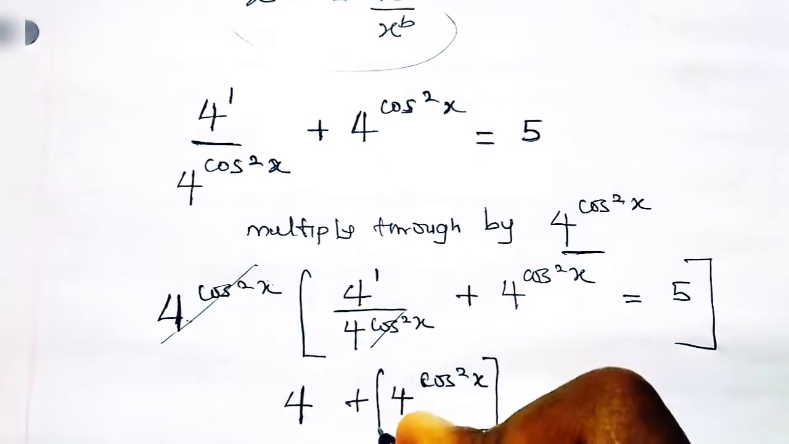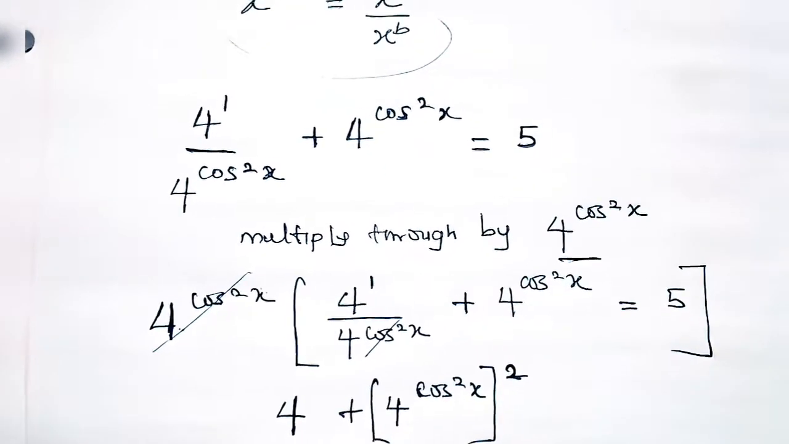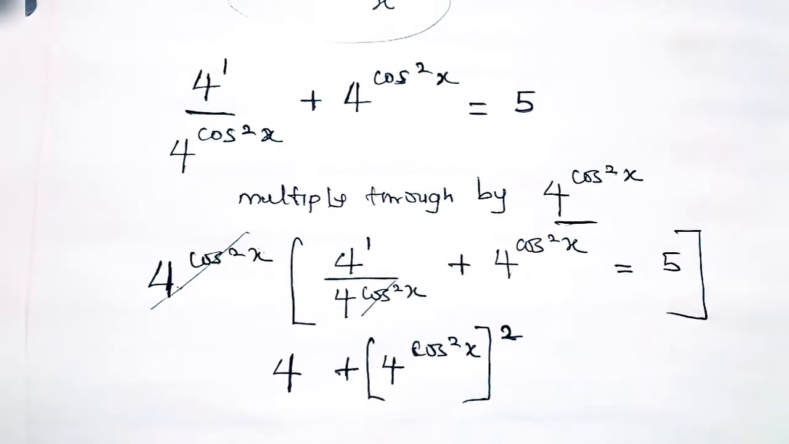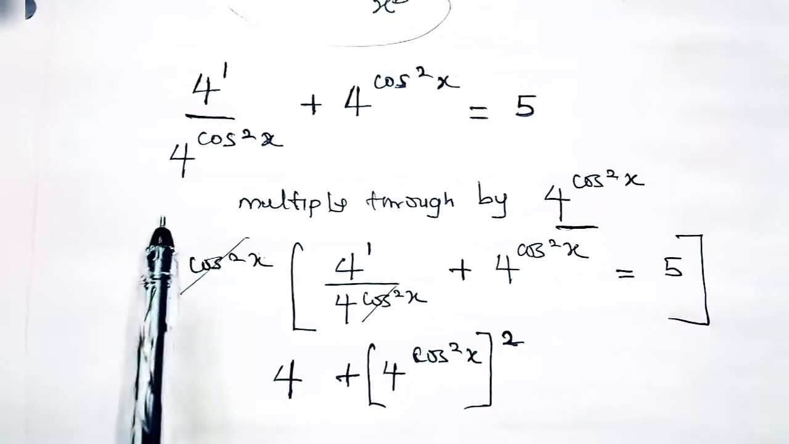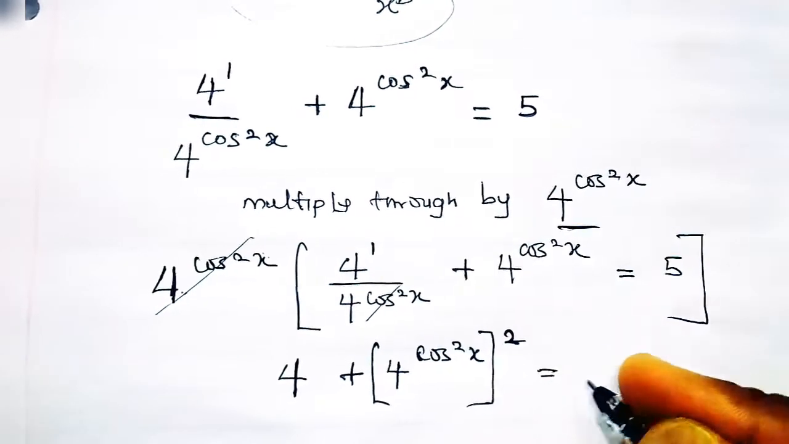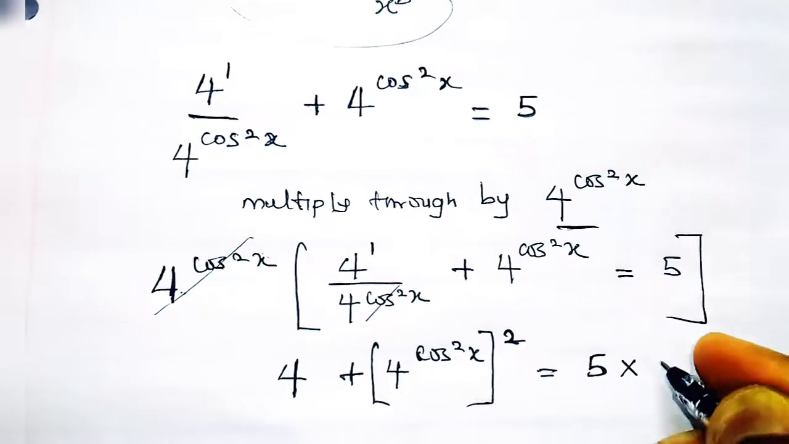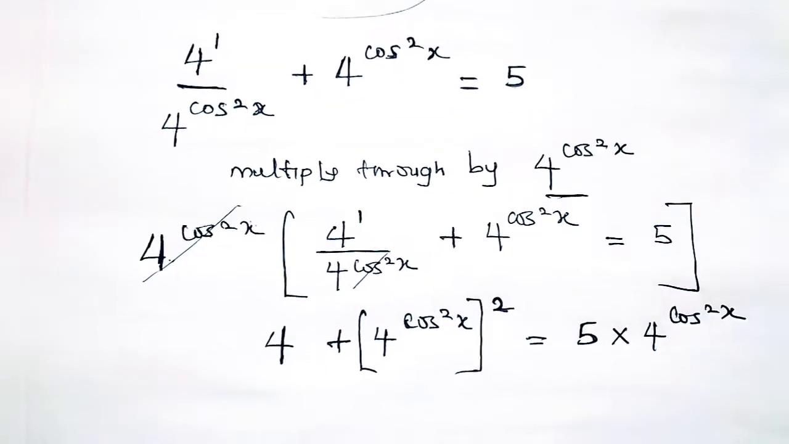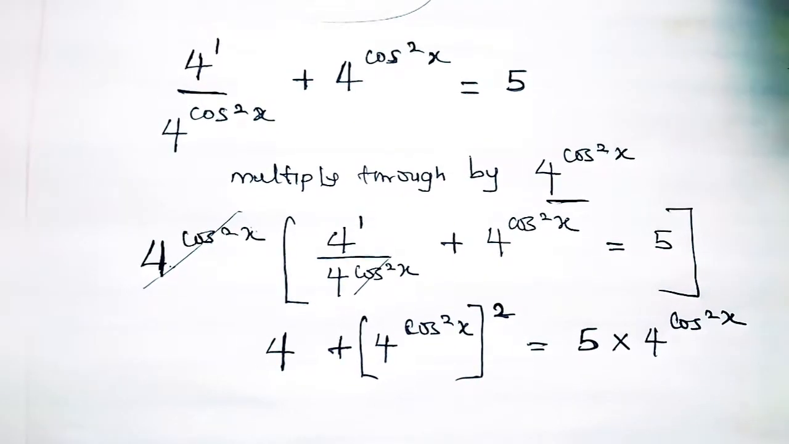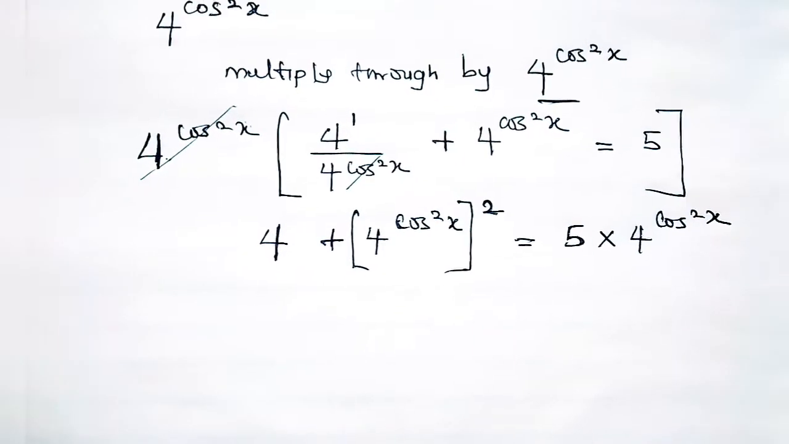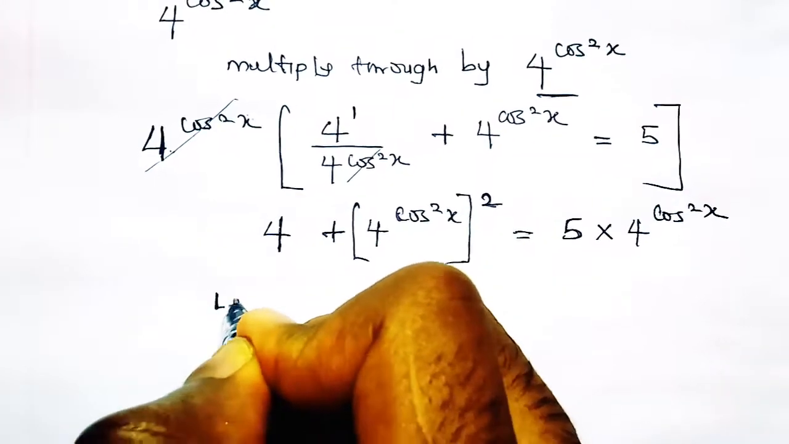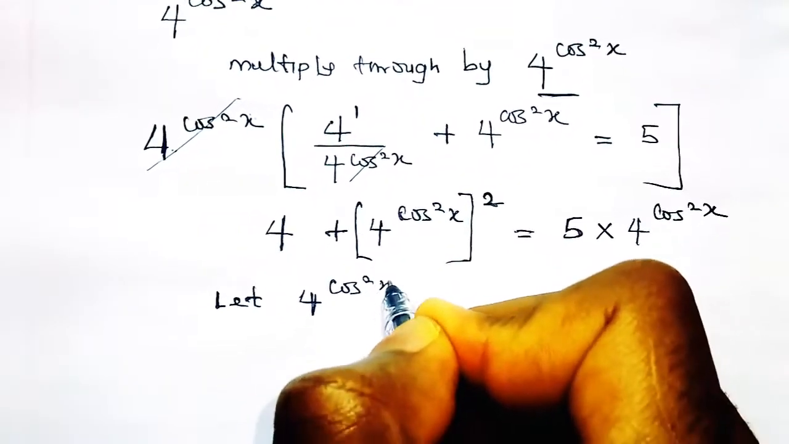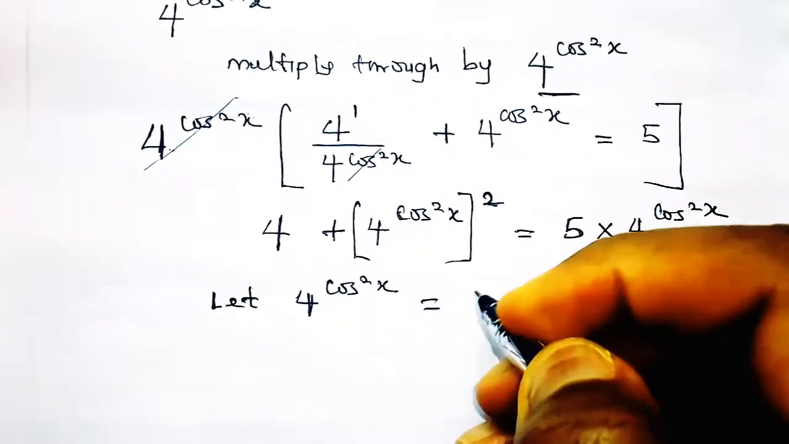You can just make it raised to the power 2, because when I multiply it, I'm having a double, so let it just be raised to the power 2. When I multiply this times 5, I'm going to be getting 5 times 4 raised to the power cos square x. Right? So now here comes another step. I can say let 4 raised to the power cos square x be equal to p.